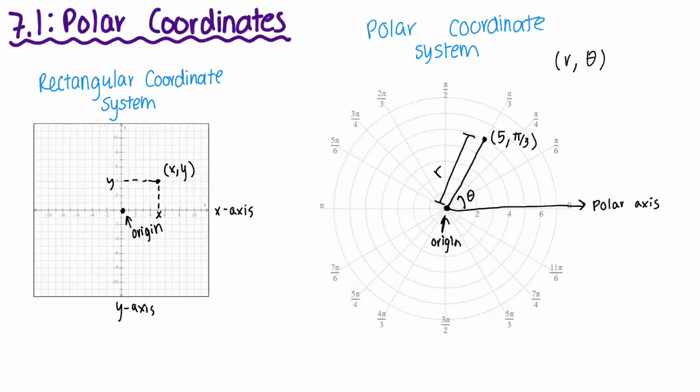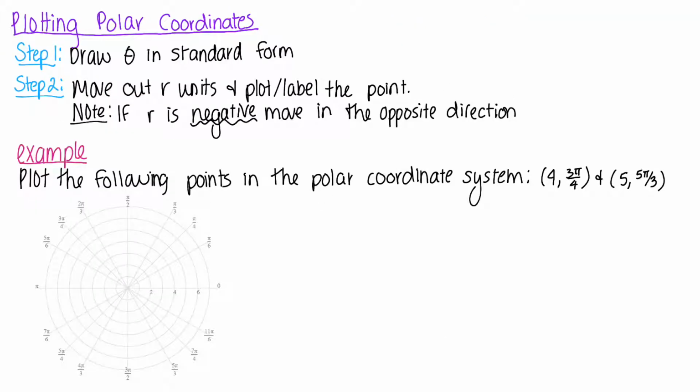You can reach all points either way. Both of these systems allow you to reach the same set of points, which is every point in a 2D field. It's just the representations that are different. So let's talk a little bit about plotting polar coordinates.